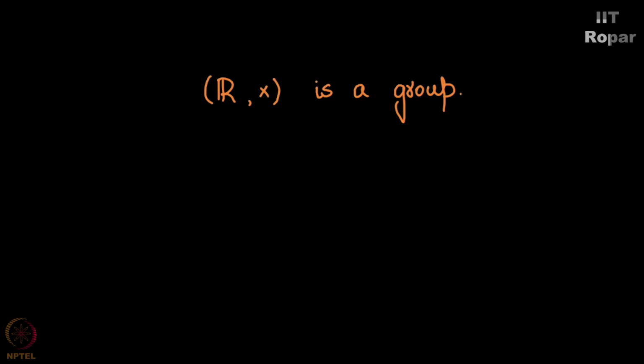R under multiplication is a group. Real numbers. It is a group.